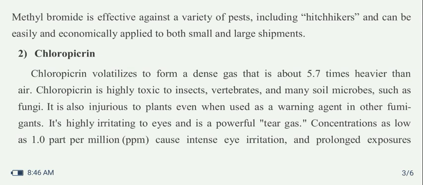Then chloropicrin. Chloropicrin volatilizes to form a dense gas that is about 5.7 times heavier than air. Chloropicrin is highly toxic to insects, vertebrates, and many soil microbes such as fungi. It is also injurious to plants even when used as a warning agent in other fumigants.